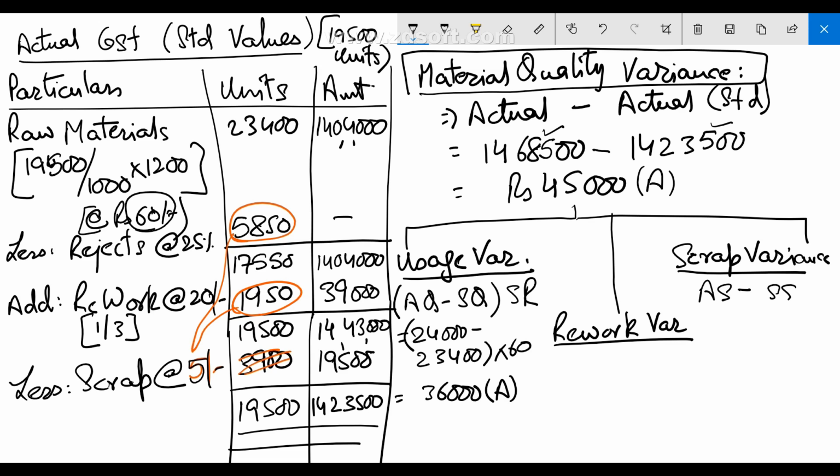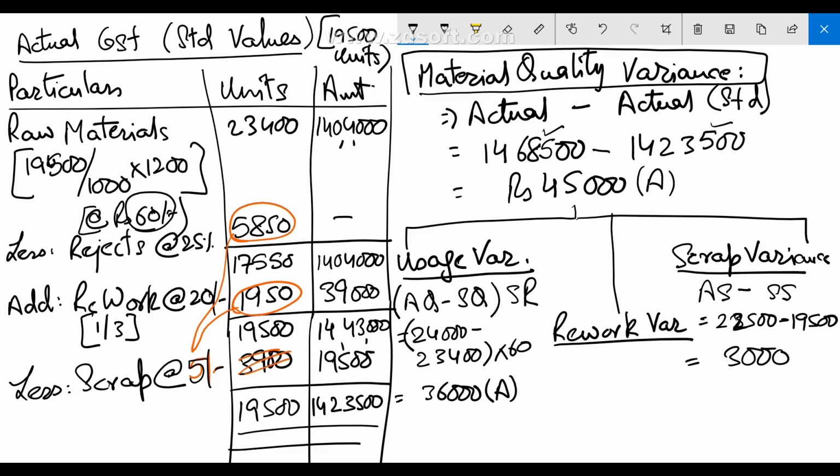Actual scrap minus standard scrap. What is the actual scrap, guys? Actual scrap we have computed in our last part. 22,500 was the actual scrap. What is the standard scrap? Guys, standard scrap is 19,500. So we'll reduce both of them. We get a 3,000 variance.